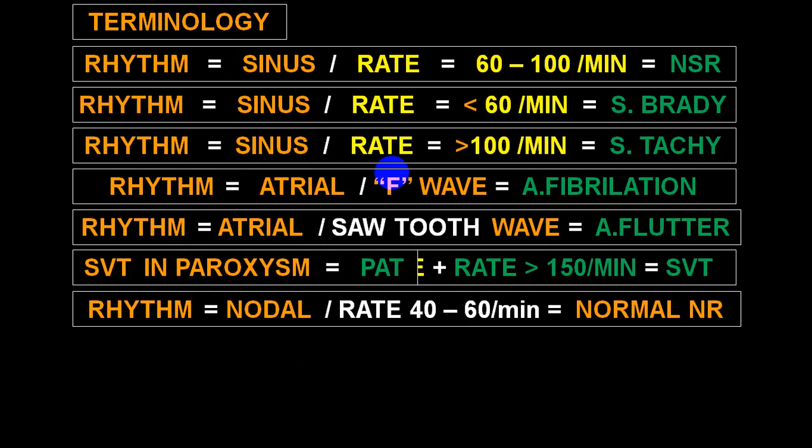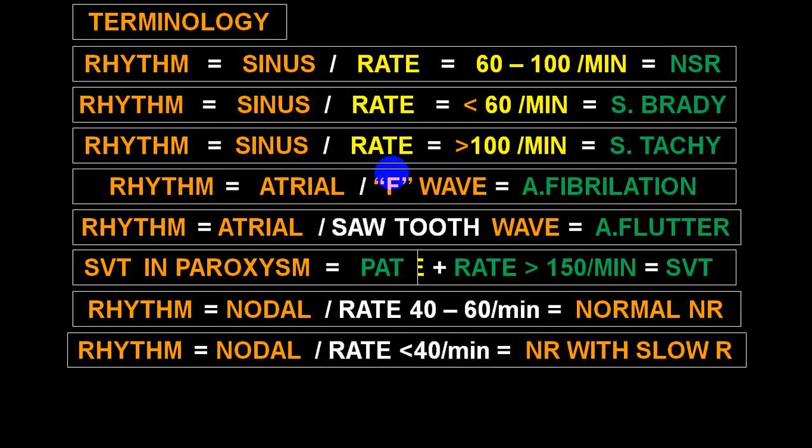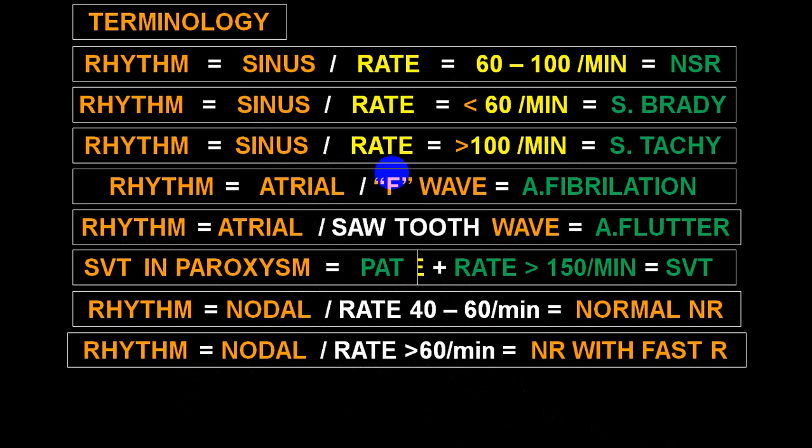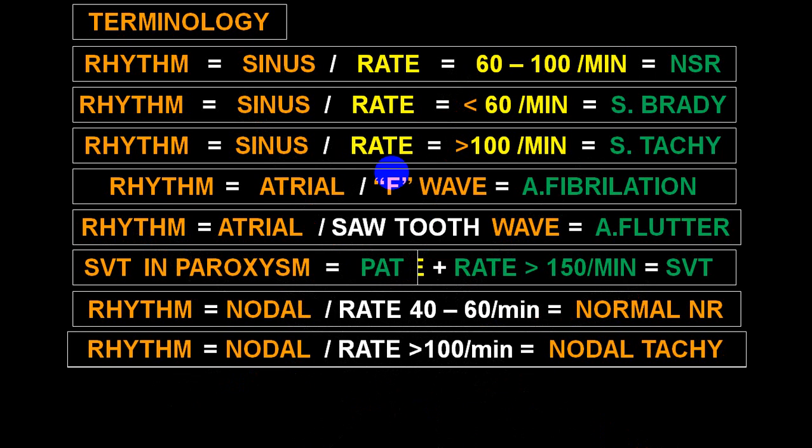If the rhythm is nodal, meaning the QRS complex is narrow, no P wave preceding the QRS complex, or the P wave is just before the QRS complex, or the P wave comes just after the QRS complex, and the rate is between 40 to 60 per minute, we'll call it a normal nodal rhythm or normal junctional rhythm. And if the rate is less than 40, then we call that a junctional rhythm with a slow ventricular rate. And if the rate is more than 60, we call it a junctional rhythm with a fast ventricular rate. And if the rate is more than 100, then we call it junctional tachycardia or nodal tachycardia.